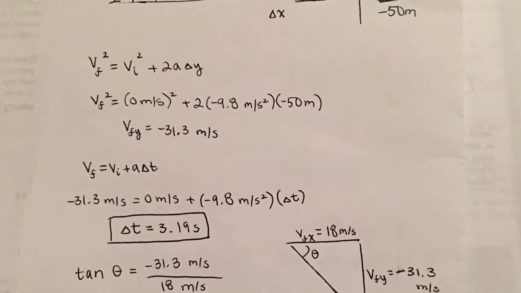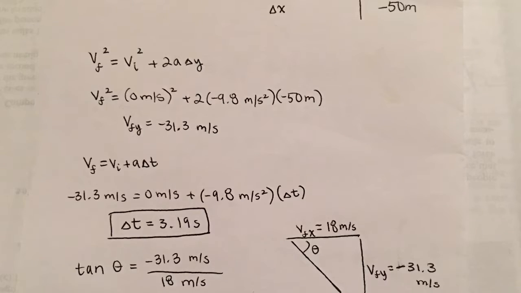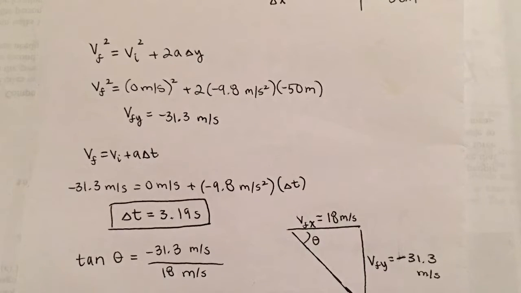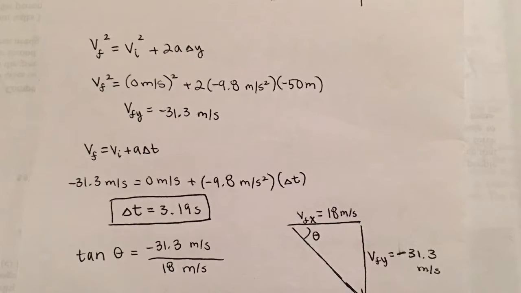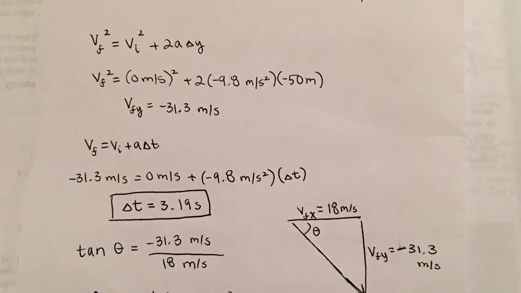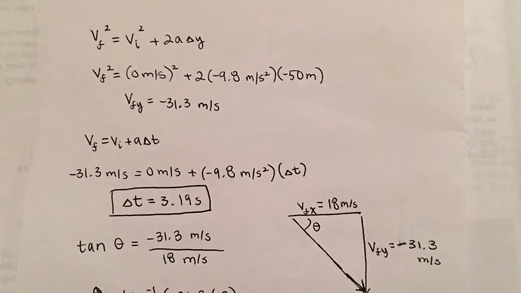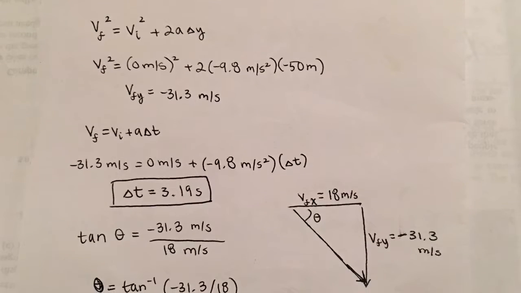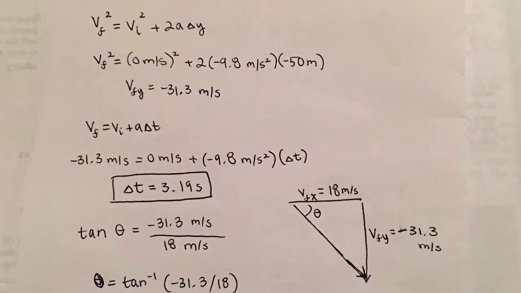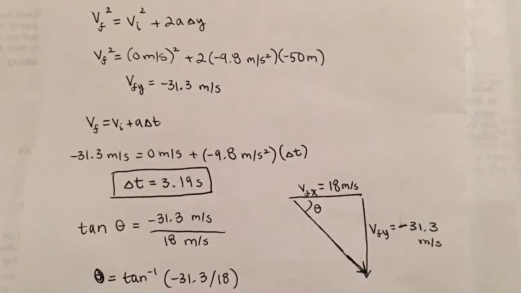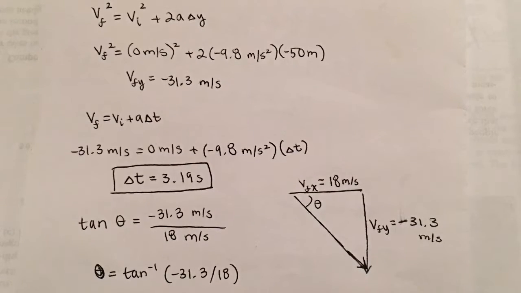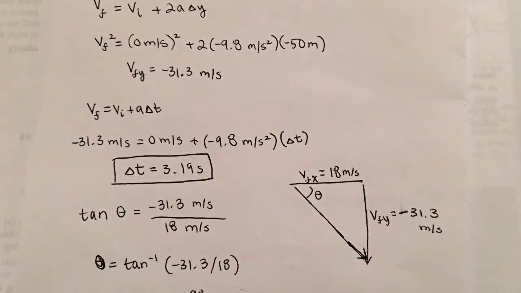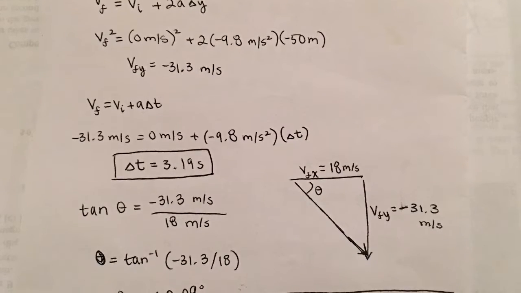Now, using this information, you could solve for the time. To solve for the time, I will be using the formula final velocity equals initial velocity plus acceleration multiplied by change in time. By plugging in the values, including the final velocity that we found in the step before, you will see that there is a change in time that is equal to 3.19 seconds.